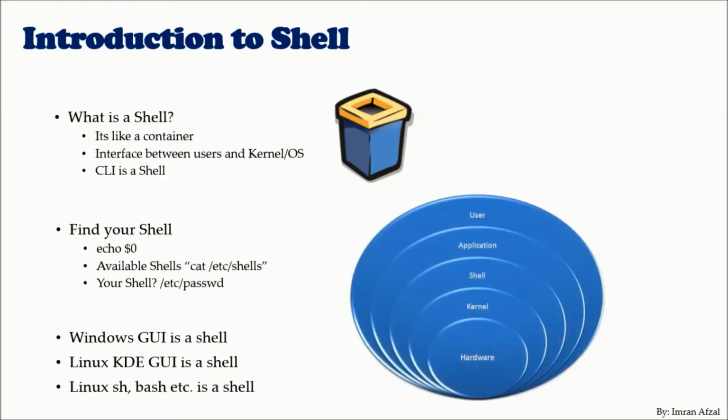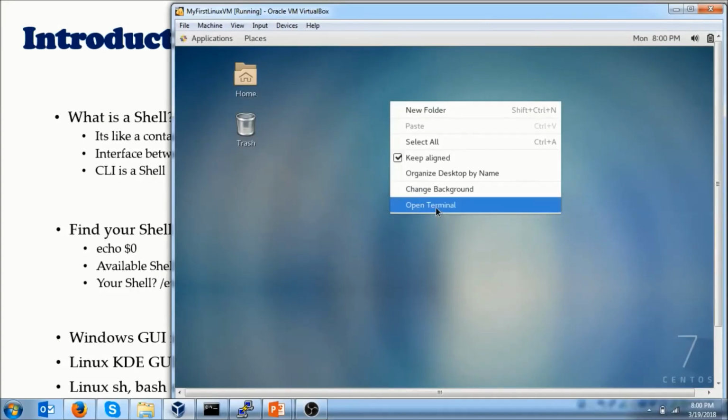Again, looking at this diagram, we are second from the top. You'll see the application talks to the shell, and then the shell talks to the kernel, and the kernel is the one that tells the hardware what to do. Let's look at our Linux machine, and we'll see how we could find our shell. We'll open up a terminal real quick.